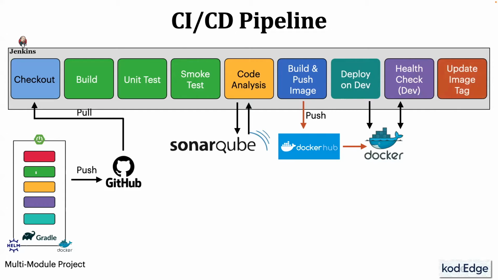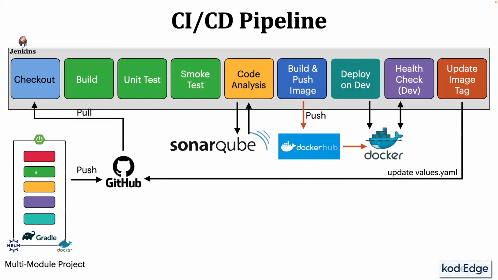Finally, the last stage will be update image tag, where we will update the Docker image tag in the values.yaml file. The values.yaml file is used for the Helm chart, which serves as a default configuration for the chart template. I will explain the values.yaml file when we develop our application.